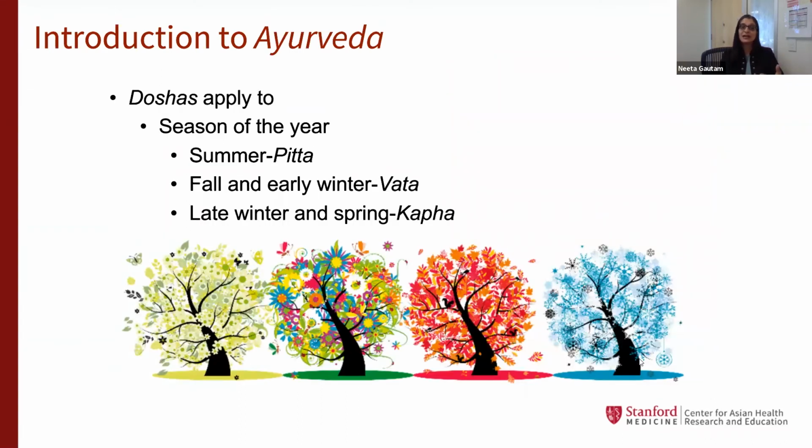The doshas also apply to seasons of the year. These examples are more for North America. There are some variations throughout the world, but in general, the summertime when the heat is highest, of course, Pitta, or that fire element, is most predominant. Fall and early winter, when it becomes cooler and drier, Vata tends to be more predominant. And then late winter into spring, think of in areas where it snows, the snow is starting to melt, there's more flowing, and cool dampness, Kapha is most predominant.